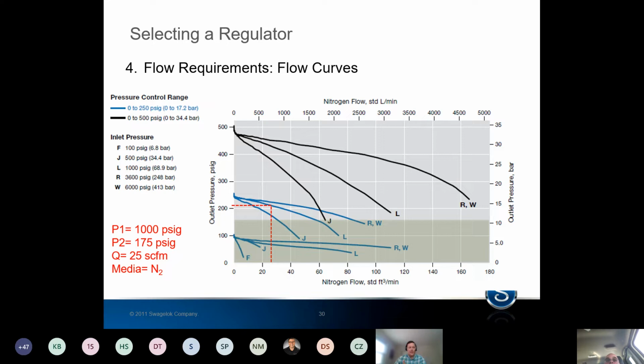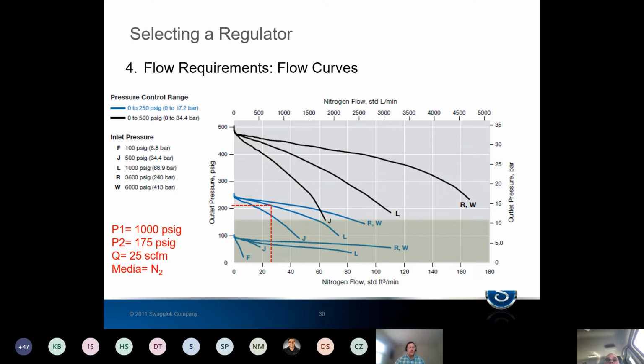So one of them is answering the question, can I use this regulator? I have a regulator that I want to use for a specific application. Will it work? Let's take this pretty simple application: 1,000 PSI in, 175 PSI out, a flow rate of 25 SCFM, and nitrogen is our media. So the first thing we want to do is find the right inlet pressure.